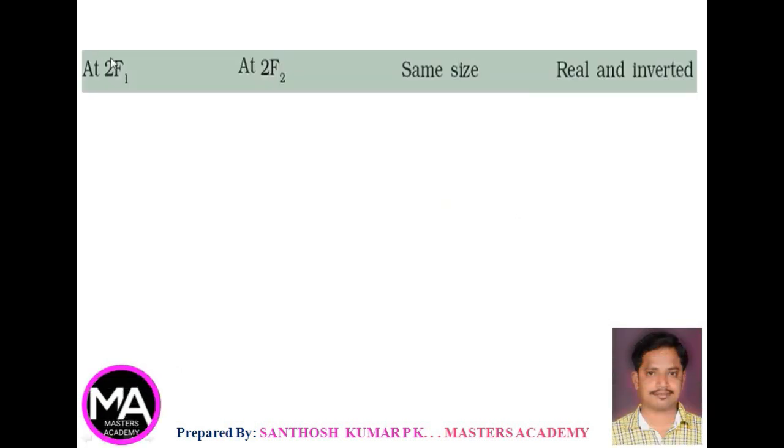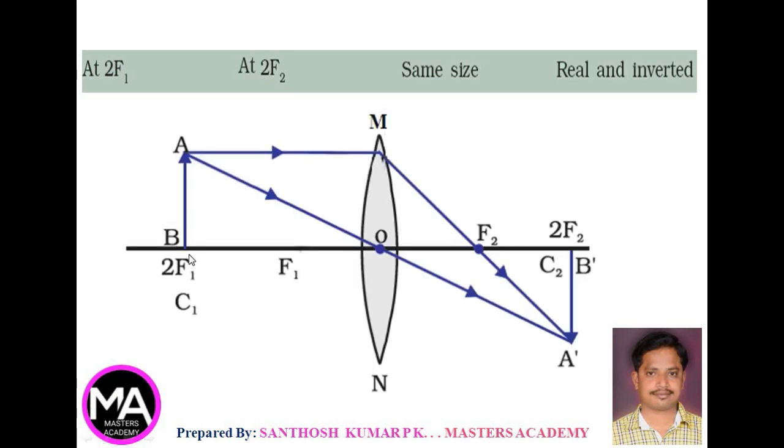Next case, when the object is at 2F1, then the image is formed at 2F2. Now let us consider an object AB at 2F1. Two rays again: one ray parallel to the principal axis, after refraction, passes through F2. Another ray passing through the optic center moves without any deviation. These two rays meet at a point exactly at 2F2. Here the image is inverted, therefore it is a real and inverted image. Since the object is at 2F1 and the image is at 2F2, the size of the image will be the same as that of the object.